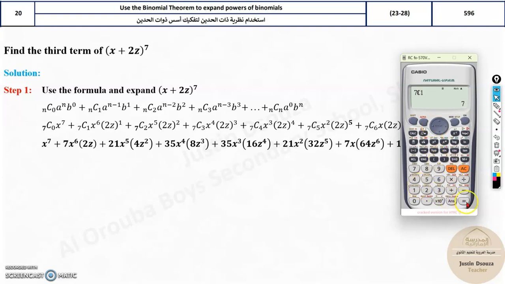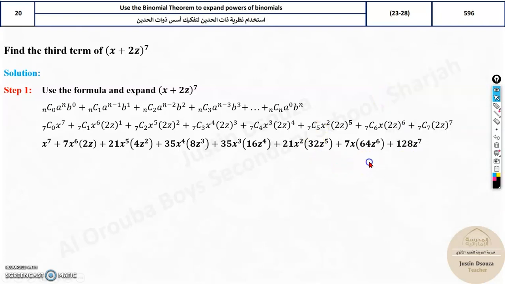It'll be 7c7, which will be 1. Sorry, I'm also getting confused. 7c7 over here is 1. Whenever you have 7c1, it starts with 7 like that. Anyways, it's very easy if you start to understand it. There's a pattern you can easily remember.